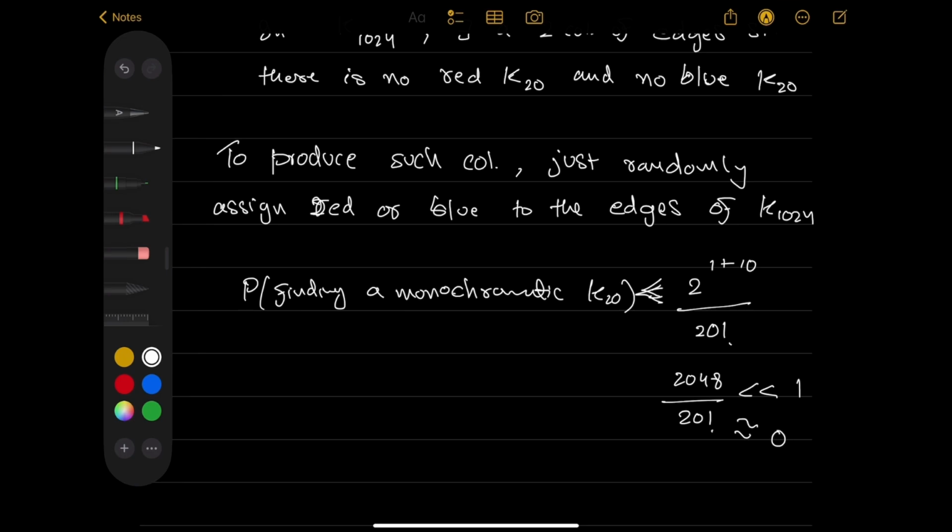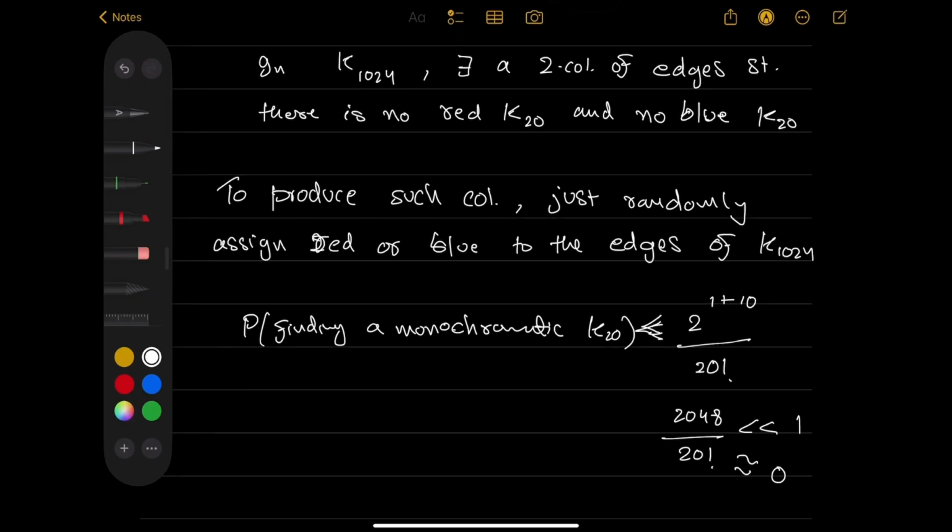So that means any random coloring may work. It means the probability of finding a monochromatic K20 is near 0. That means you assign randomly the colors red and blue to the edges of K1024, and you can safely create a coloring in which we cannot find a red K20 or a blue K20.